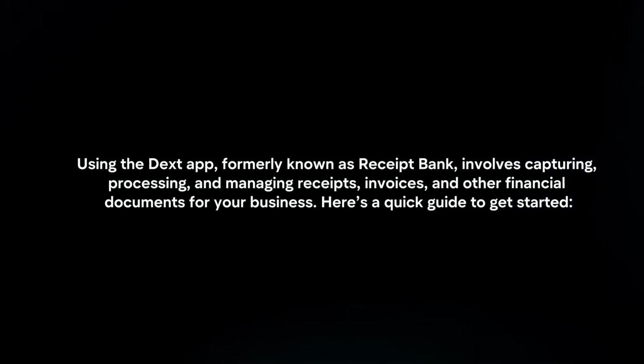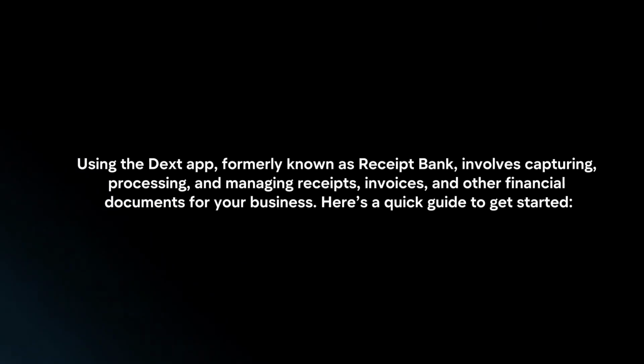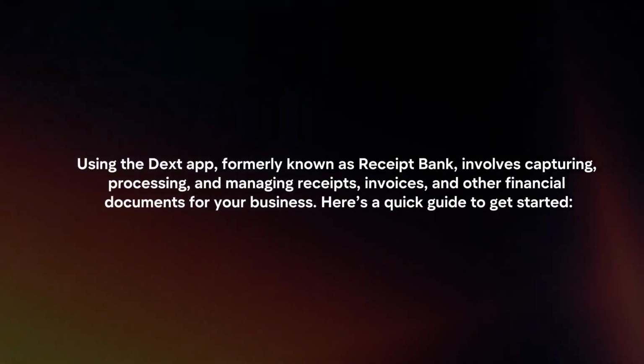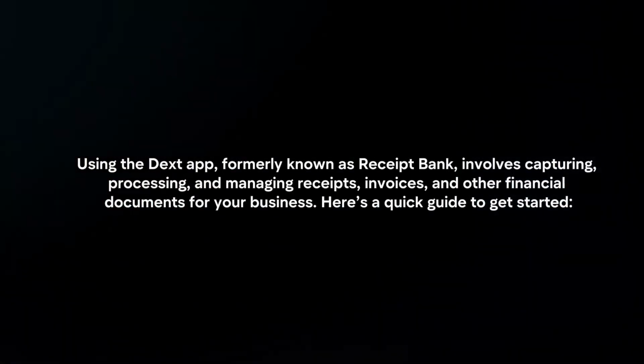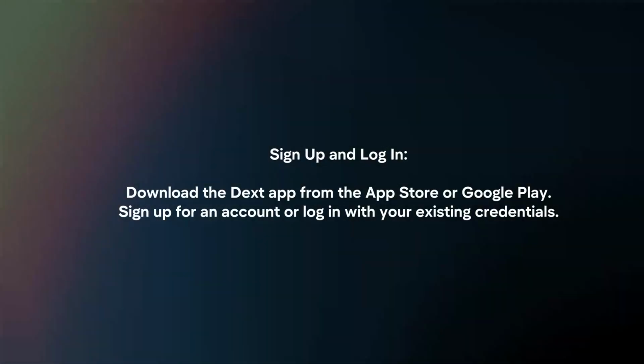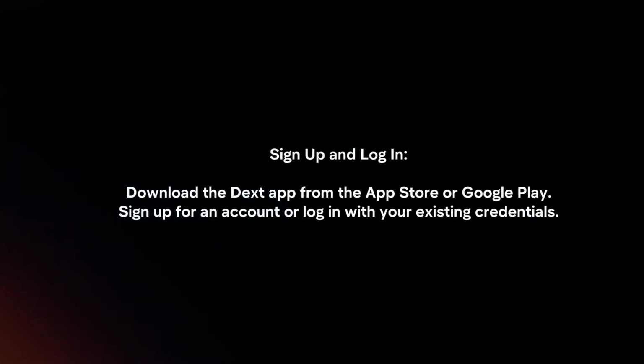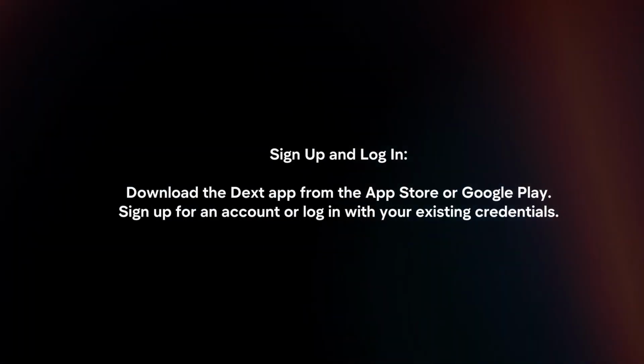Using the Dext app, formerly known as Receipt Bank, involves capturing, processing, and managing receipts, invoices, and other financial documents for your business. Here's a quick guide to get started. Sign up and log in. Download the Dext app from the App Store or Google Play. Sign up for an account or log in with your existing credentials.